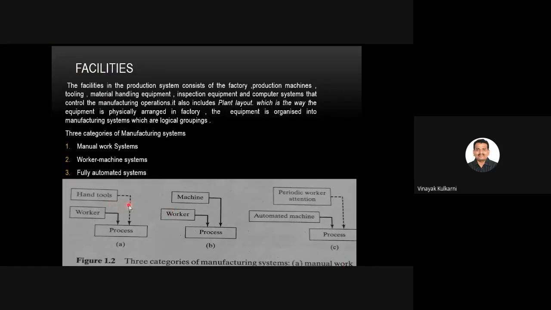Okay, the manual work system, which is the first category. The second one is the worker machine system, and the third is a fully automated system. So we'll take it part by part.